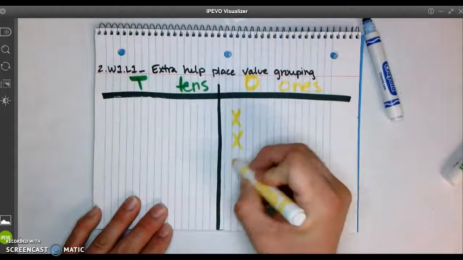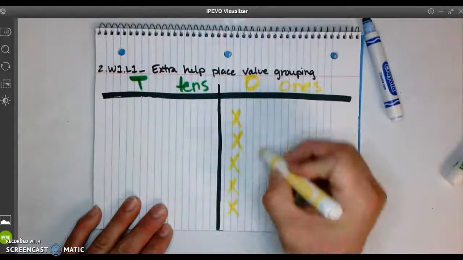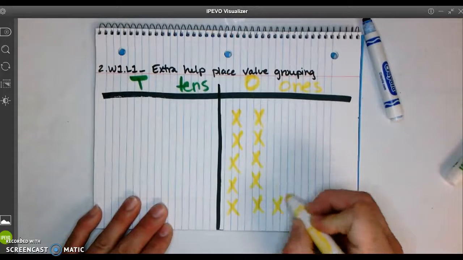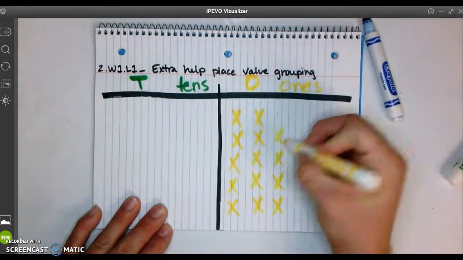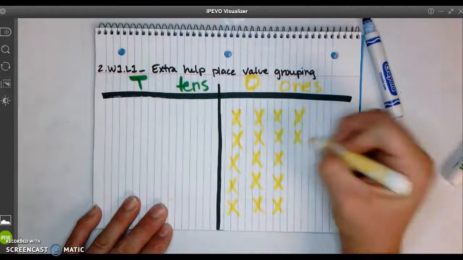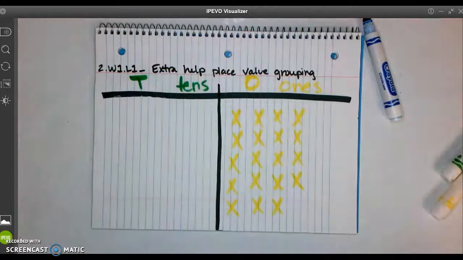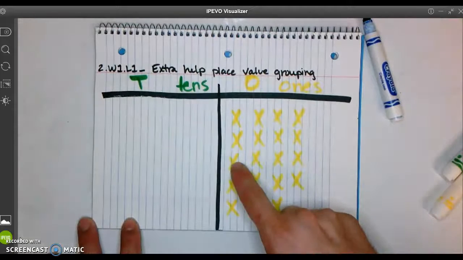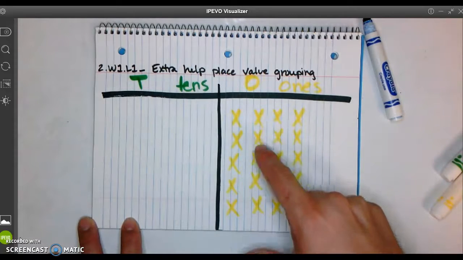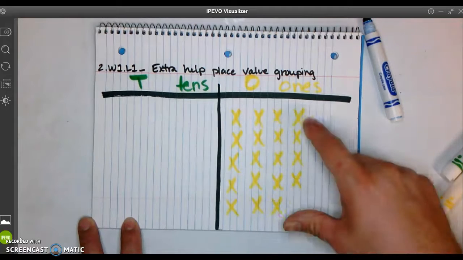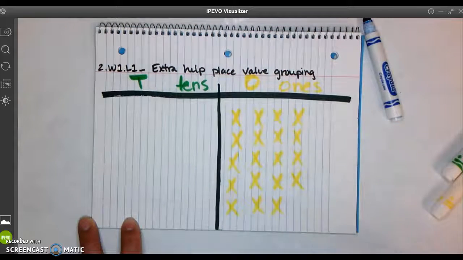1, 2, 3, 4, 5, 6, 7, 8, 9, 10, 11, 12, 13, 14, 15, 16, 17, 18, 19. We drew 19 units. You count those? 19.